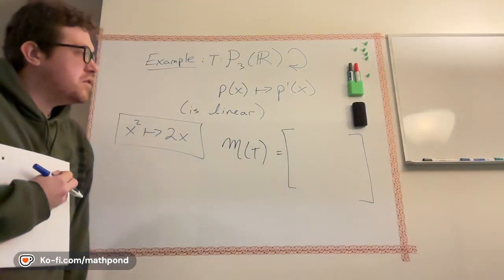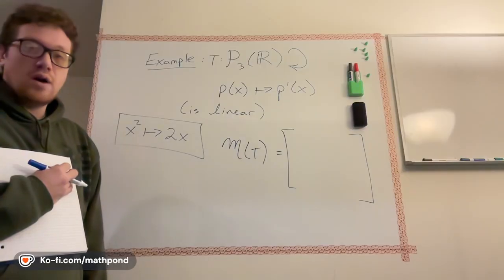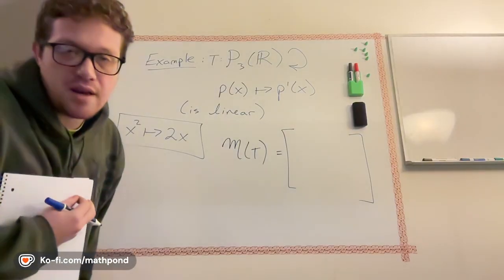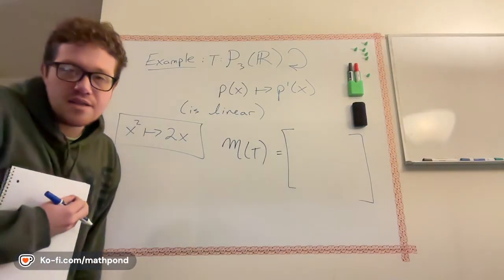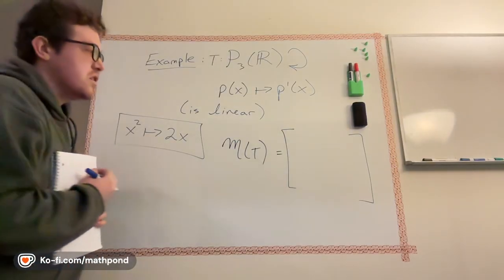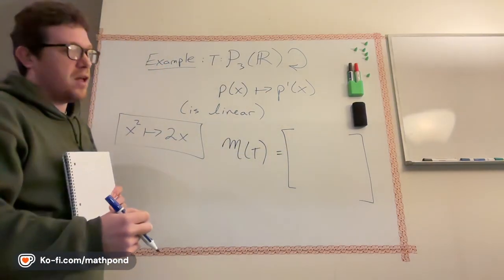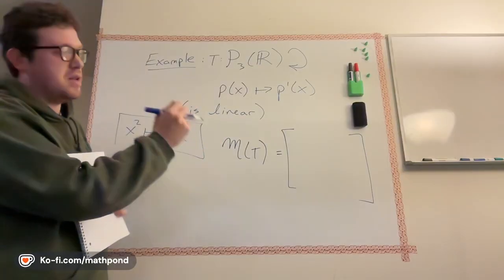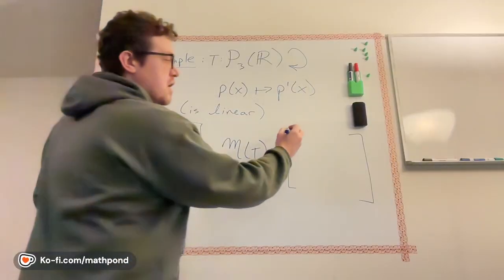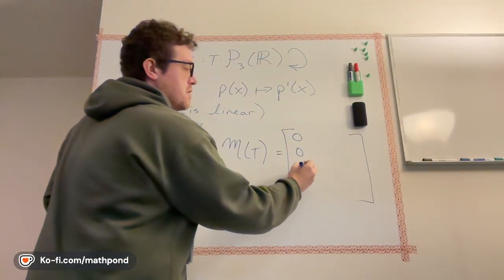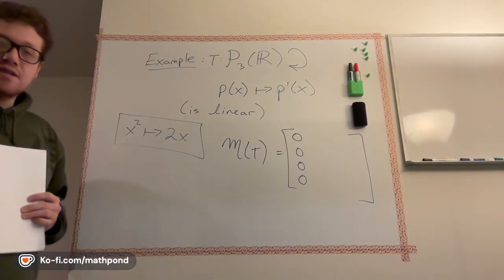Yeah, the first polynomial in the list for the basis is 1. We take the derivative of 1, and the derivative is 0. That's correct. The derivative of any constant is 0. So the polynomial is 0, but the coefficients of the 0 polynomial are 0 times 1 plus 0 times x plus 0 times x squared plus 0 times x cubed. So that gives us the first column.